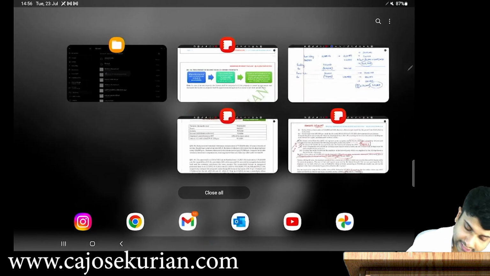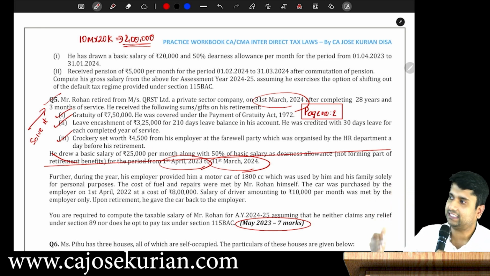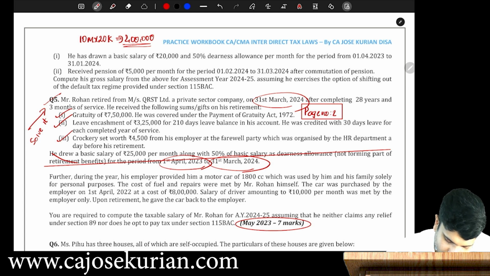What is next? We have a crockery set worth 4,500 from his employer at a farewell party which was organized by the HR department a day before his retirement. Fully exempted because it is less than 5,000. So there is no point of any confusion.